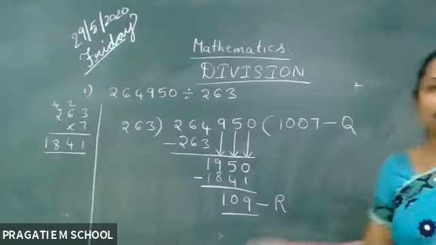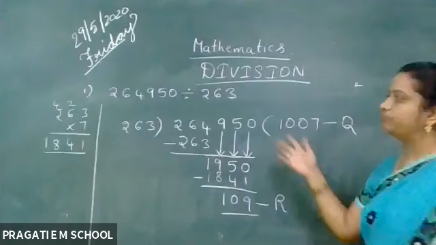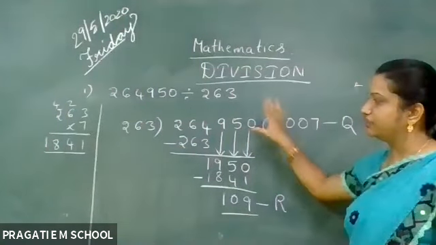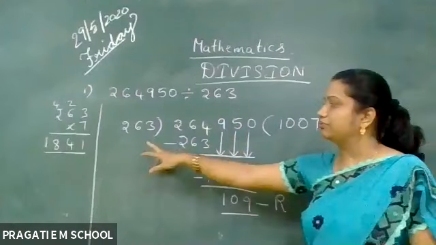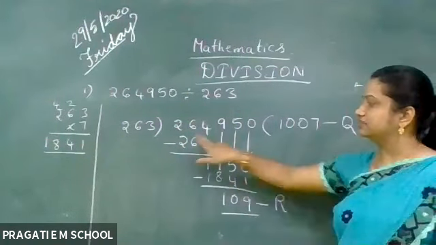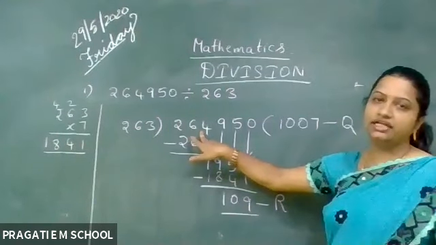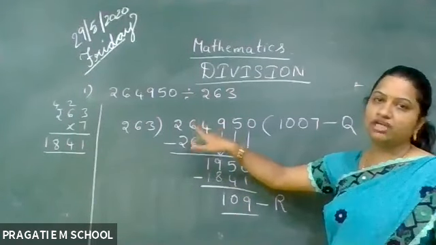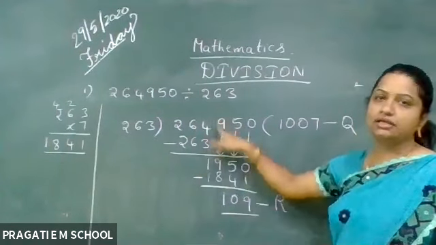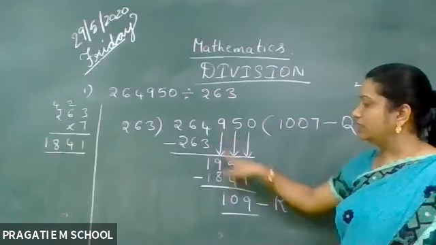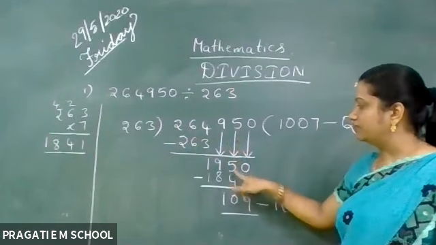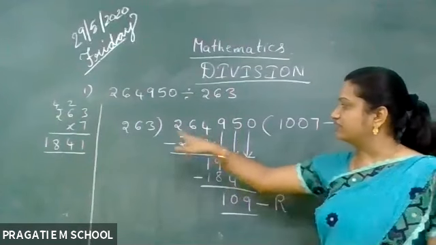Children, I am explaining you again. Focus, everyone. So we have 264950 as the dividend. We have to divide it by 263. As we are dividing by 263, we have to consider three digits first of all. So we have 263 ones, 263. The remainder is 1. Bring 9 down, okay? But 19 is less. Again you have to bring 5 down. So 195 is again less.